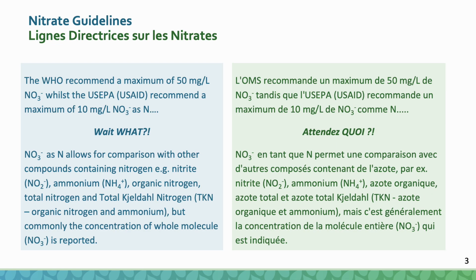There are guidelines for the concentration of nitrate in drinking water. The WHO recommend a maximum concentration of 50 milligrams per litre of nitrate, while the US EPA, which USAID use as their guideline, recommend a maximum of 10 milligrams per litre of nitrate as nitrogen. And this can be where some confusion lies.